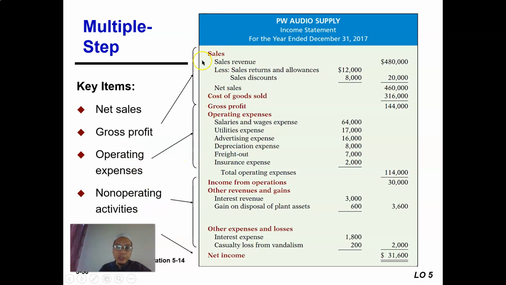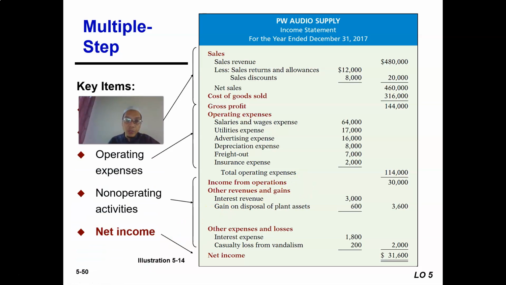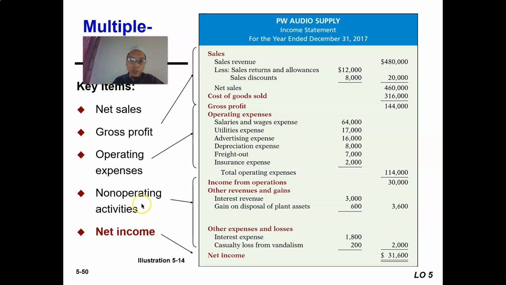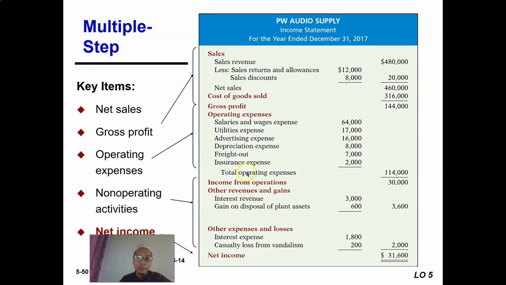So this is why it's called multiple steps. The first step is to get the net sales. The second step is to get the gross profit, and from the gross profit we minus the operating expenses to obtain the income from operation. Then to the income from operation, we include the non-operating activities, and finally we get the net income. So there are several steps here. That's why this is called a multiple step income statement.